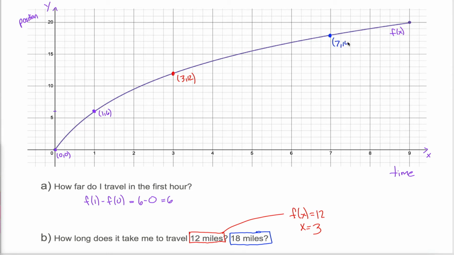The point (7, 18) is on my graph. Therefore, it takes me 7 hours to travel 18 miles. This question could be translated into solve f(x) = 18. And if I were solving that, I would get x = 7 as my answer.